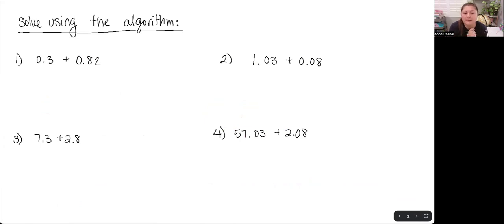So the next set of problems comes in with solving using the algorithm. When we solve using an algorithm, ideally what we're doing is stacking things in the same place value chart is what I'm looking for.